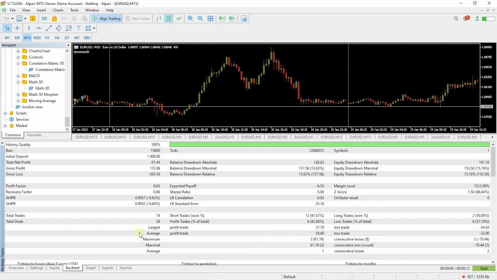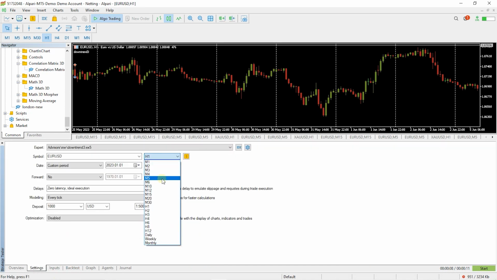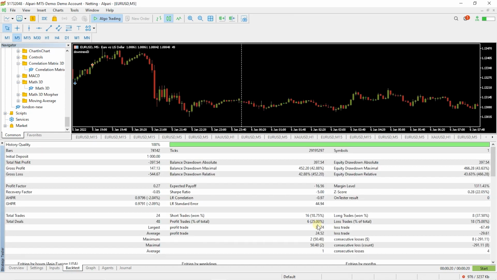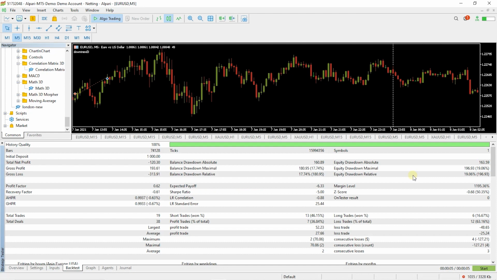It has -9% loss. For 1 hour it had 2% profit. So 5 minutes was the best result, and I will test it for other years. So it didn't work for 2022 and it had -40% loss. I will test it for 2021. It has minus 12% loss.